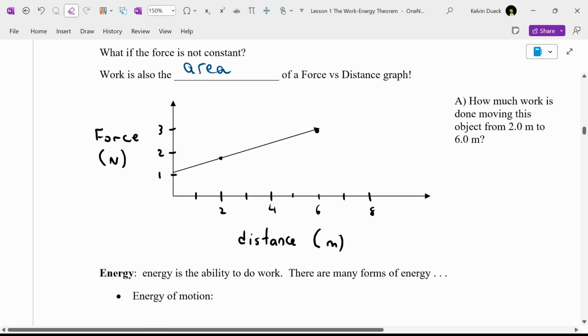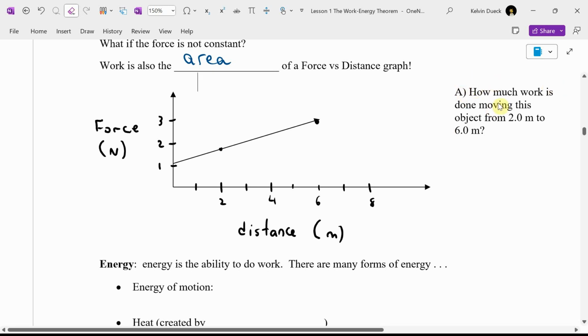So, Alfie, what is part A asking me to find here? It's off in the margin. What is it wanting me to find? Read the whole thing. Okay. Do you notice they gave me a force versus distance graph? What are we moving from what to what?